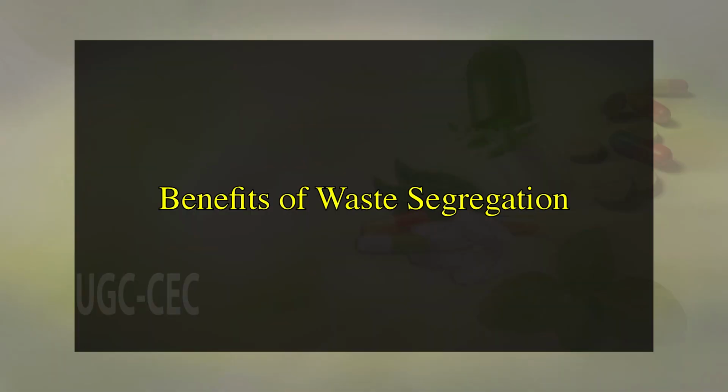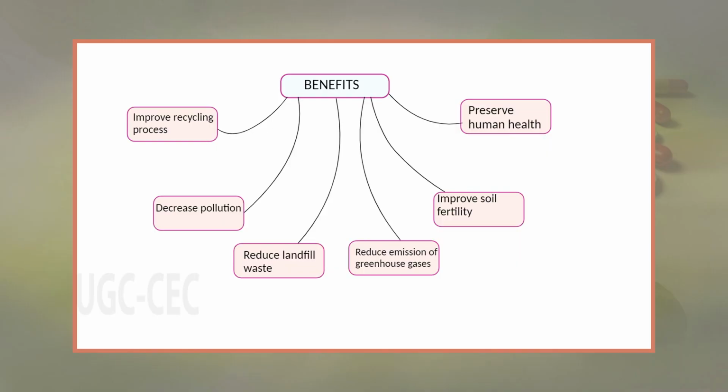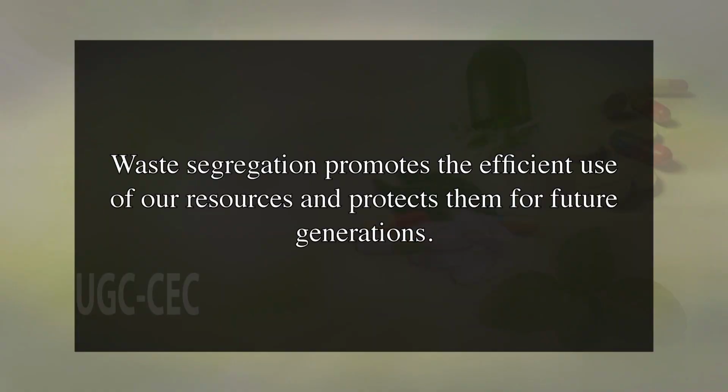Waste segregation facilitates the process of reuse, recycling, and recovery of waste. Segregating waste can improve the recycling process. For example, separating wet waste from dry waste is a simple way to help recycling companies. It will help to recycle non-biodegradable waste and treat biodegradable waste directly. Thereby, only degradable waste will be disposed of into the natural environment, leading to less overall pollution. Waste segregation promotes the efficient use of our resources and protects them for future generations.